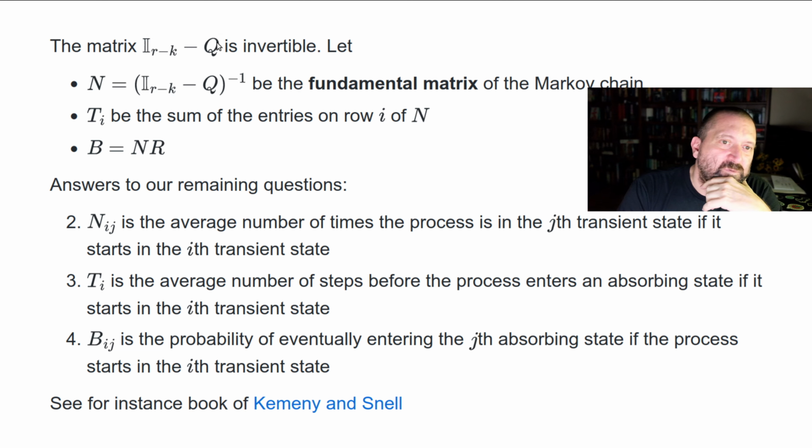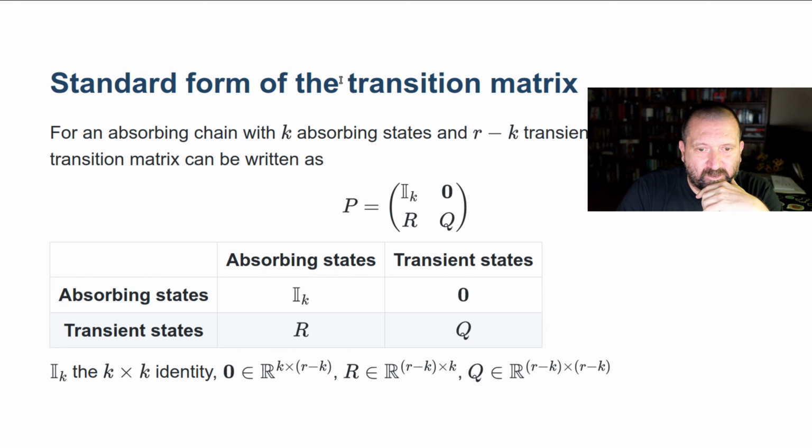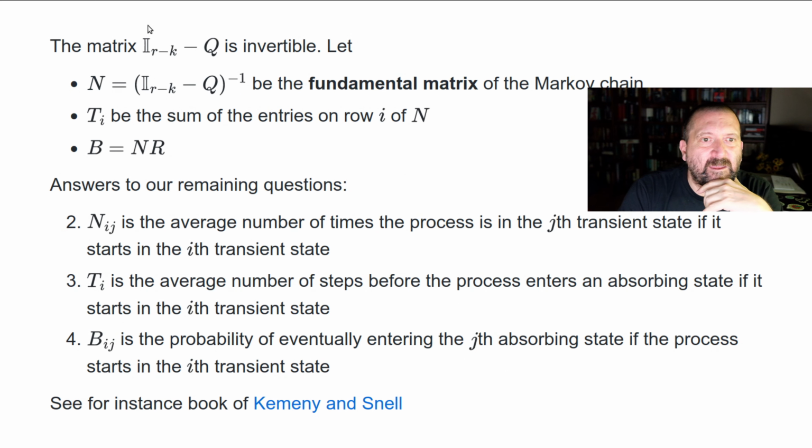It is not too complicated to show that when you look at the matrix Q here, if you subtract it from an identity matrix of the appropriate size, you have an invertible matrix. Given that, we define N to be the inverse of this matrix. That is what is typically called the fundamental matrix of the Markov chain.